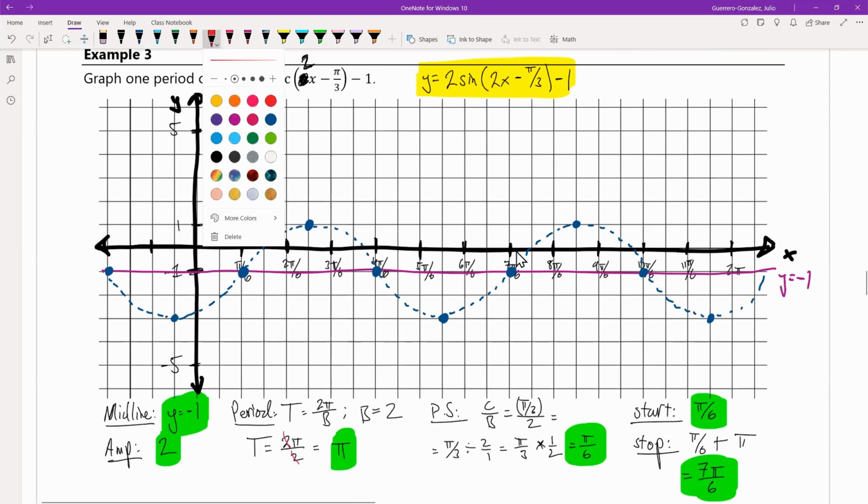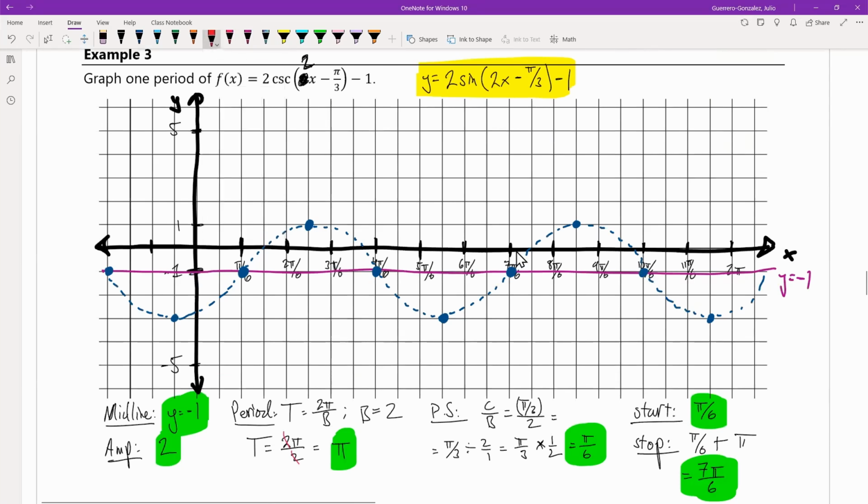Okay. I'm going to draw in the asymptotes now. You guys see that this point crosses the midline. So there's one there. There's one there. There's one there. There's one there. And they just keep going, right? You guys see that? Bam. Okay.